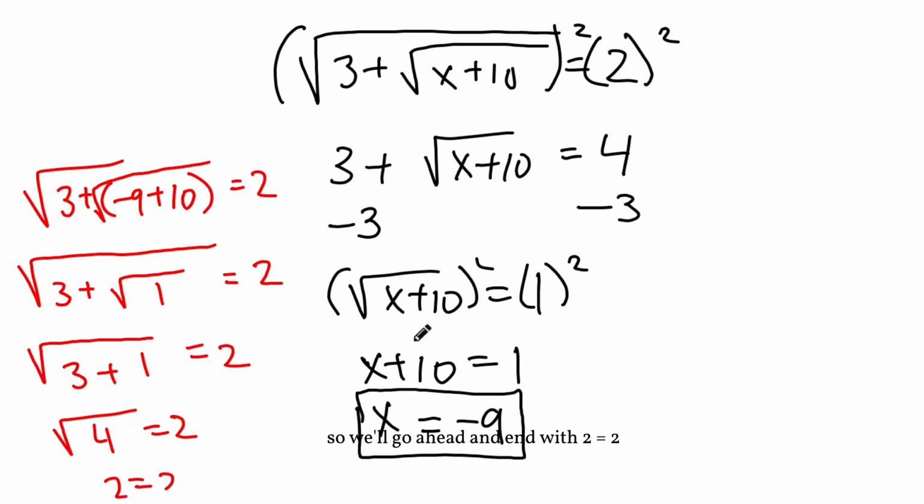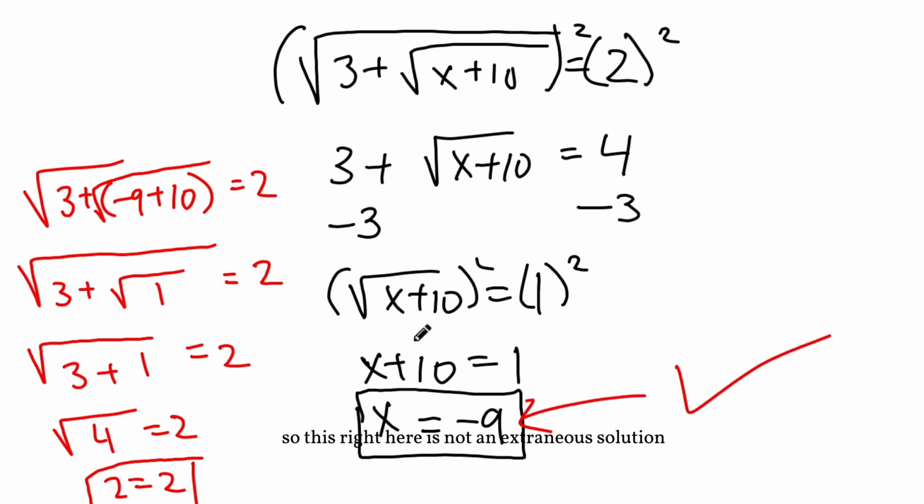So we end with 2 equals 2, and that is a true statement. 2 does equal 2. So this right here is not an extraneous solution. It is the right answer. So we can put that as our final answer since it checks out when plugged back into our original equation.